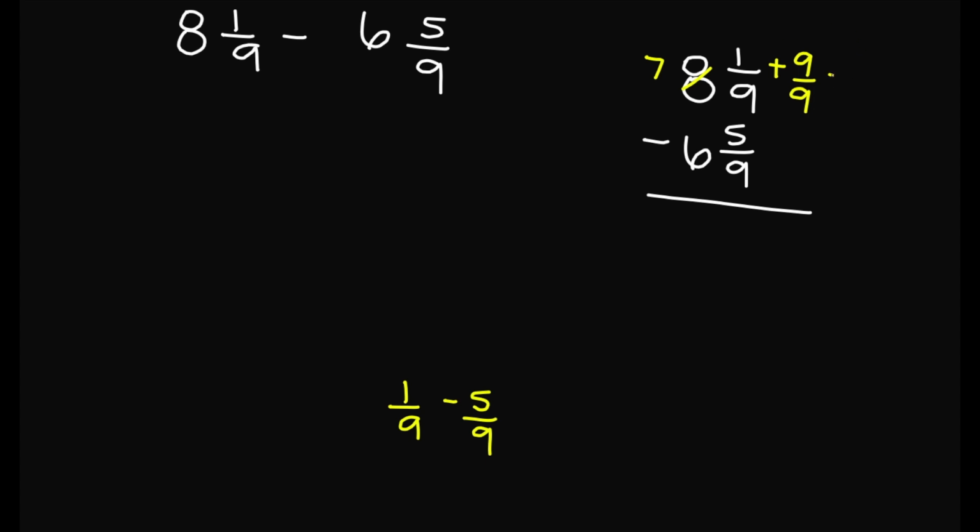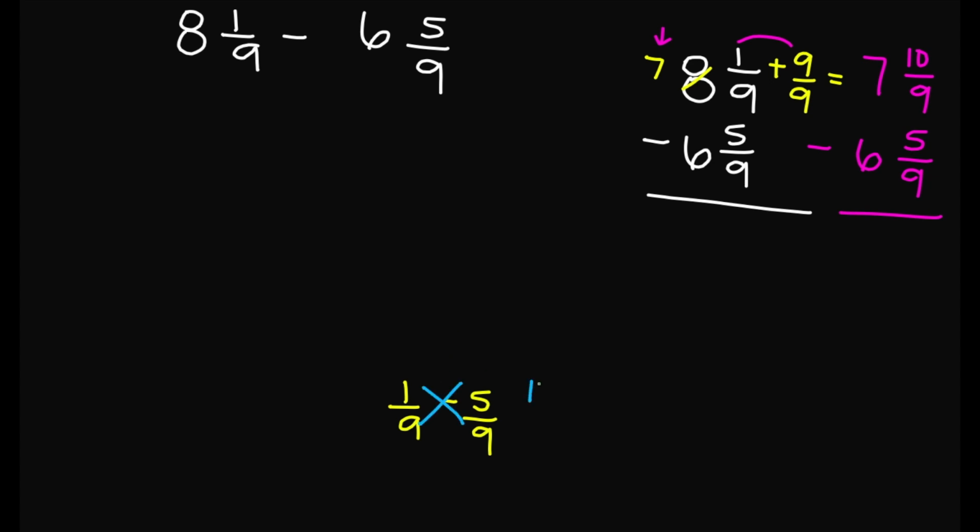So now your fraction here on this side is going to be 7 from your whole number here. And then you have 1 over 9 plus 9 over 9. This is going to be 10 over 9. And then minus your 6 and 5/9 here. Now we can subtract because now I have a larger number on top. I can take the smaller number from that. So that's perfect. We do not have this anymore.